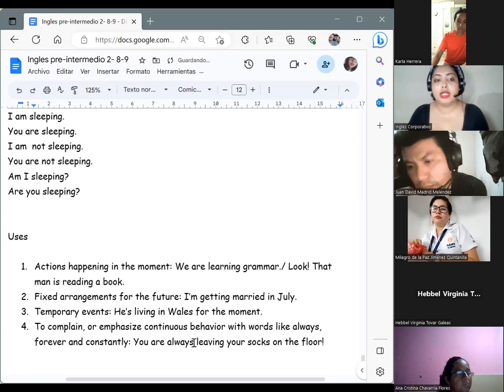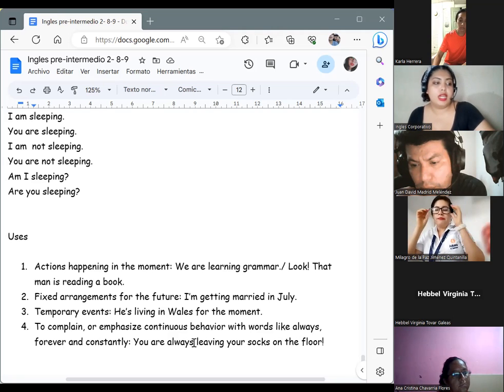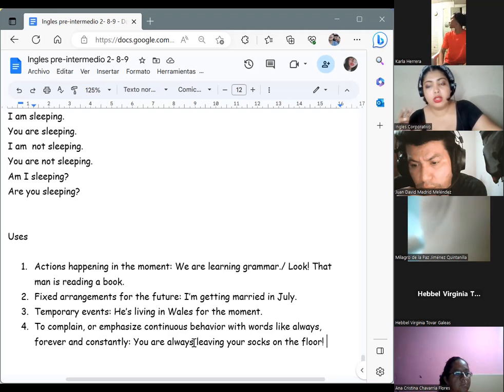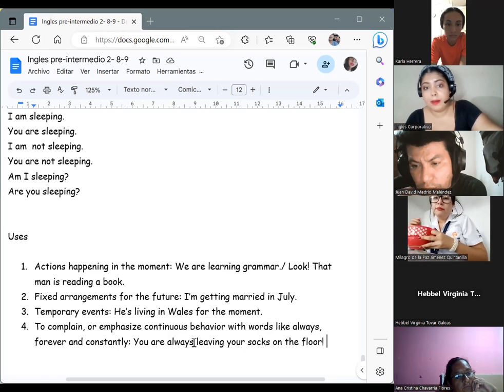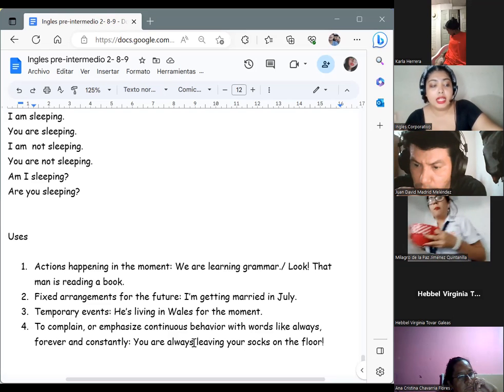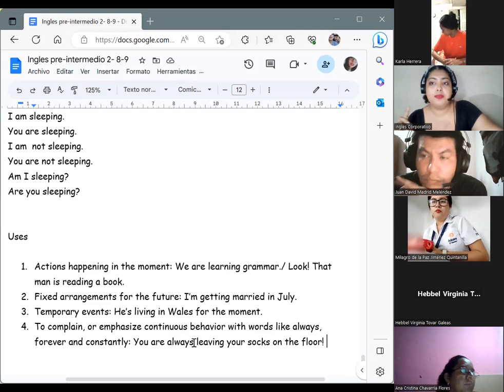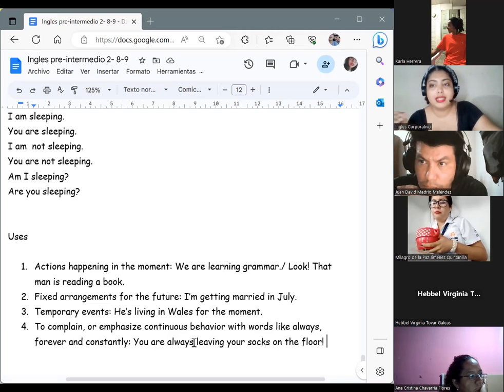Ok, en este caso, cuando estemos utilizando esta estructura del presente continuo, donde nos vamos a quejar de una situación o vamos a enfatizar un comportamiento que está seguido, que pasa casi todos los días o que es bastante regular, vamos a utilizar palabras como el always, como el forever, como el constantly, o palabras parecidas. Entonces, en ese caso, vamos a utilizar nuestra palabra, ya sea el always, el forever, constantly, never, it could be sometimes, different words. La vamos a utilizar antes del verbo con el ing, así como aparece en la oración. You are always leaving your socks on the floor. Tú siempre estás dejando tus calcetines en el piso.